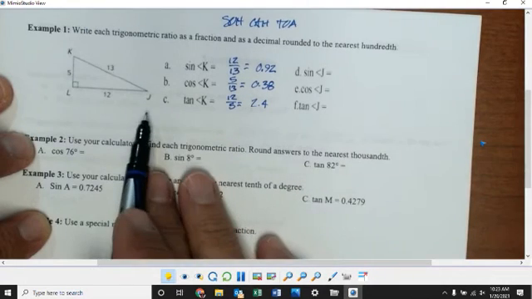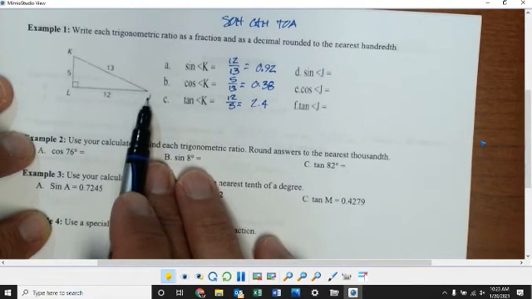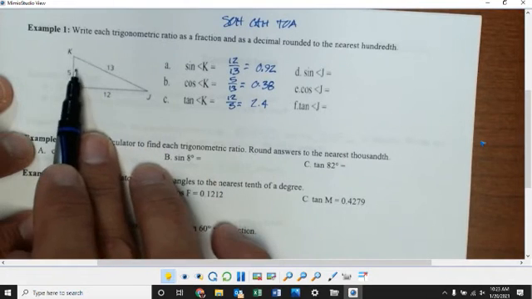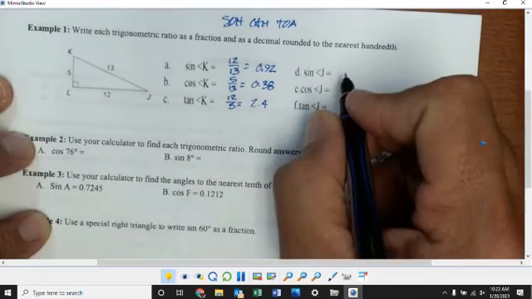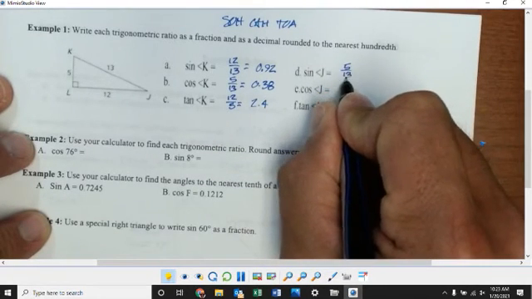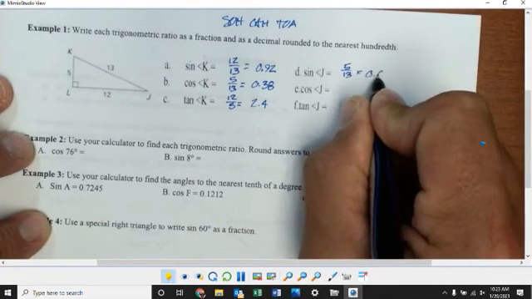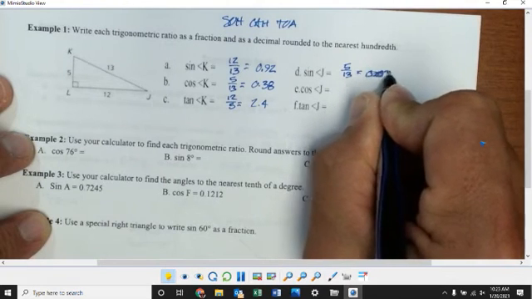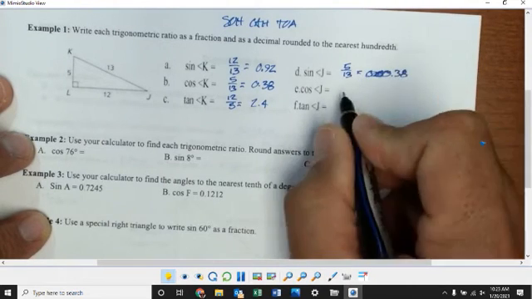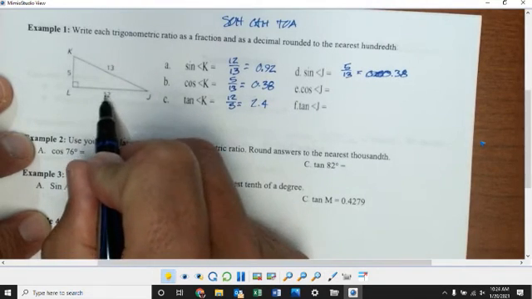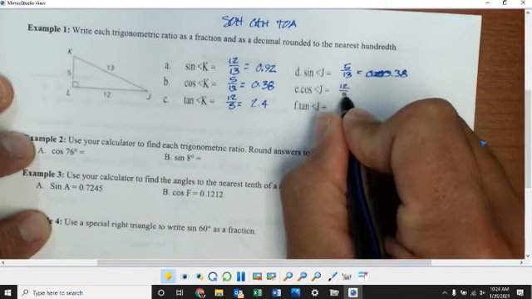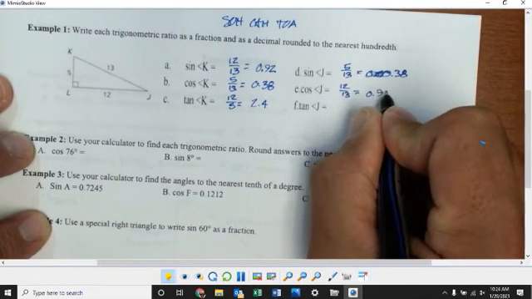If I go to the other angle and now start looking at J. Now I'm doing sine of J. I want opposite over hypotenuse, so the opposite to J is 5 because it's across from it. So sine of J is 5 over 13, which is equal to 0.38. Cosine of J is adjacent over hypotenuse. 12 is adjacent to J. So this is 12 over 13, which is still equal to 0.92.